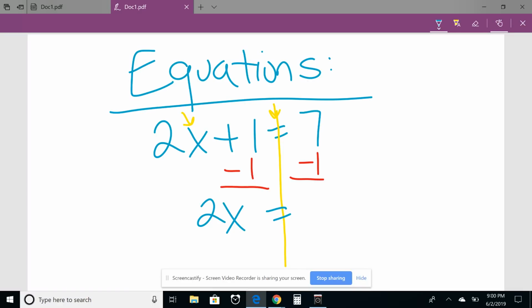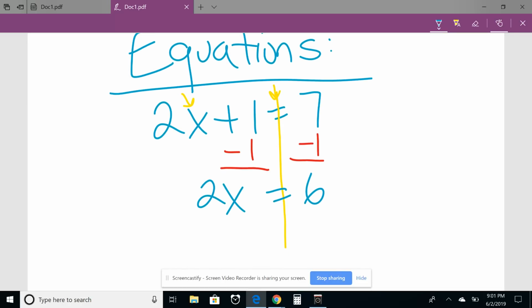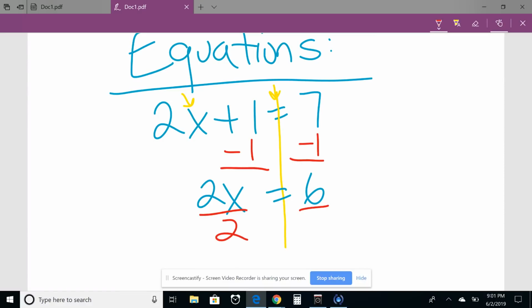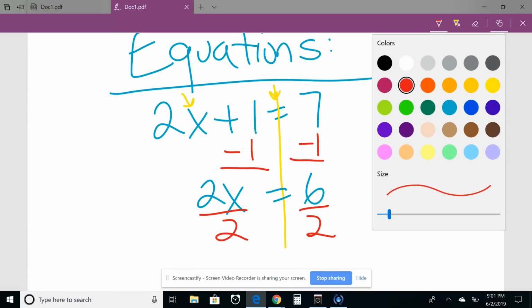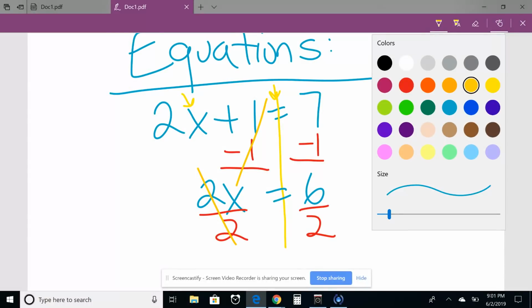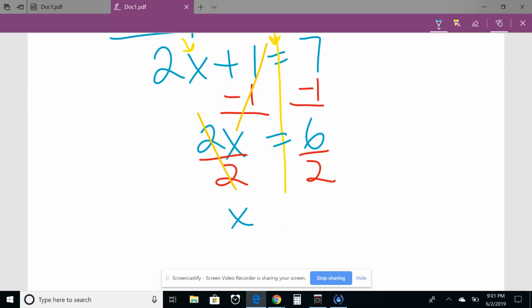So you have 2x equals 6. The inverse operation of 2 times x is dividing by 2. So I'm going to divide both sides by 2. And you get as a final answer, canceling terms out to show that they balance. And then I get a final answer as x equals 3.